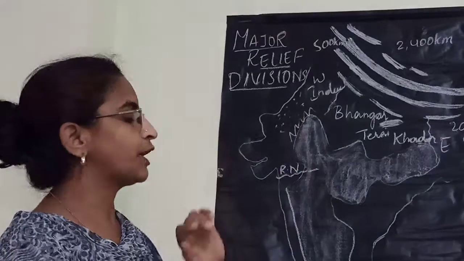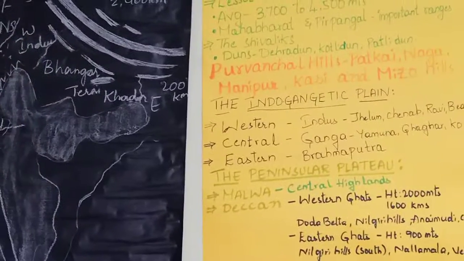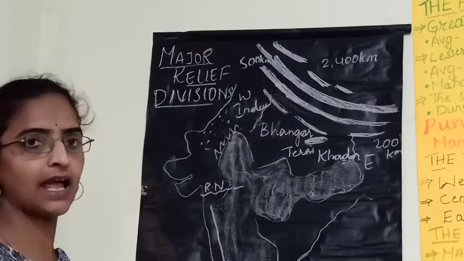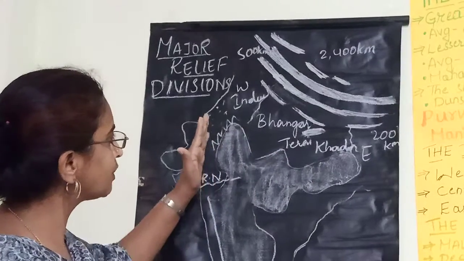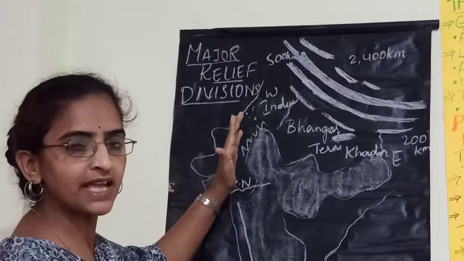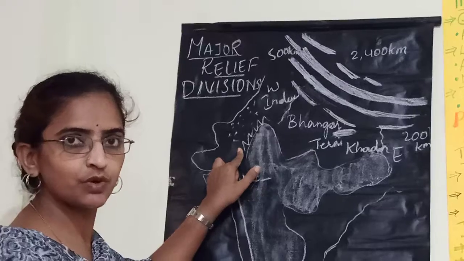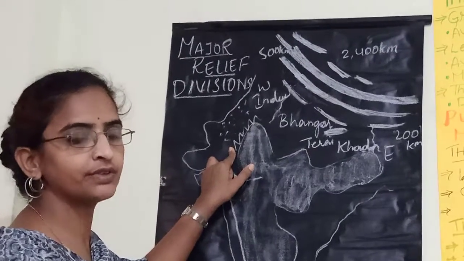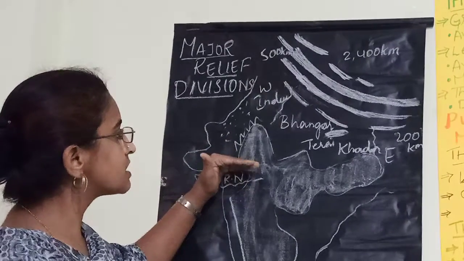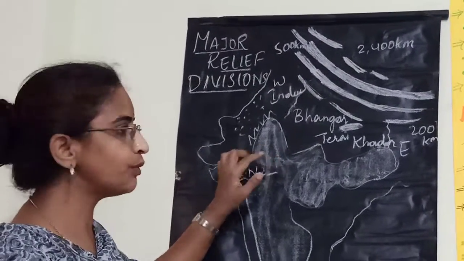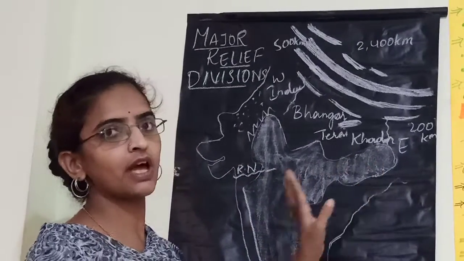Okay, Malwa Plateau is also called the Central Highlands. And what are the boundaries of this Malwa Plateau? The western boundary of Malwa Plateau is the Aravalli ranges, and to the south of Malwa Plateau are the Vindhya ranges, and these Vindhya ranges have their extension till the Chota Nagpur Plateau.